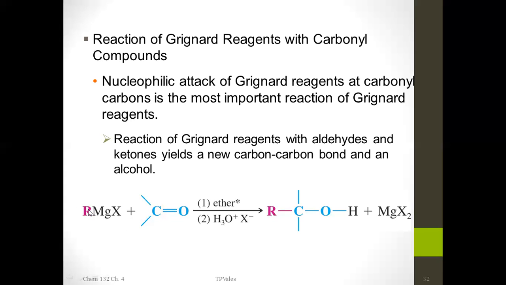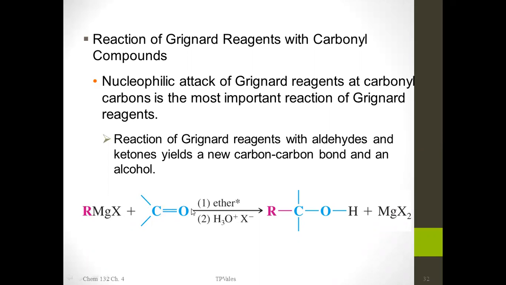The R, or the carbon with an electron, will attack this carbonyl carbon to form an R-C bond. Once it attacks, the electrons from the carbon-oxygen bond move to oxygen, forming an O minus. Once you have your O minus, it can be protonated in a further step to get your alcohol. So here is a reaction for getting an alcohol using our Grignard reagent.